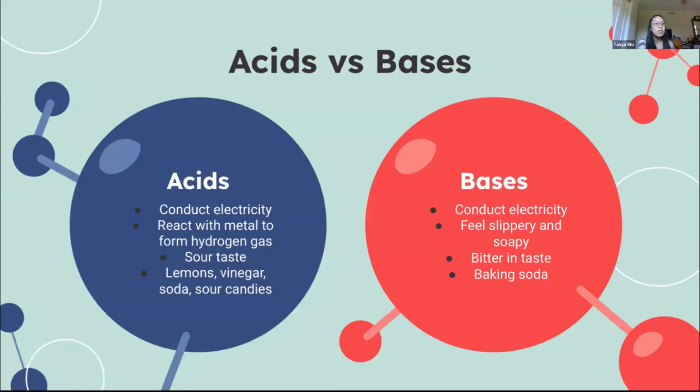So acids and bases have different properties. Acids conduct electricity, and bases also usually conduct electricity because they have those ions. Acids react with metal to form hydrogen gas. They taste sour because when you're tasting sourness, it's actually just a measure of how acidic it is, essentially. Some acidic things are lemons, vinegar, soda, sour candy, anything that's sour.